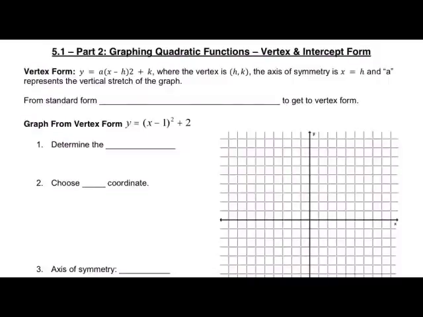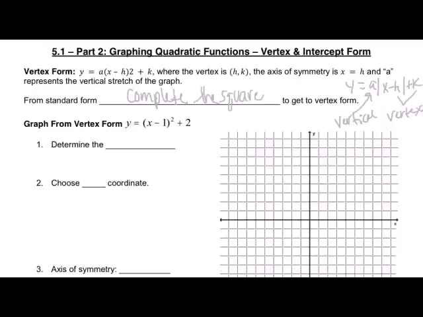Now this may look familiar to you. If you remember when we looked at functions after chapter 1, we looked at the absolute value function. We talked about how h and k make up the vertex, and then a is your vertical stretch or shrink. The same thing is true with the quadratic function. So we have an a, and again that tells us our vertical stretch or shrink, and our h and our k make up our vertex. From standard form to get to vertex form, we have to complete the square, and we're going to talk about what that looks like in the next section.